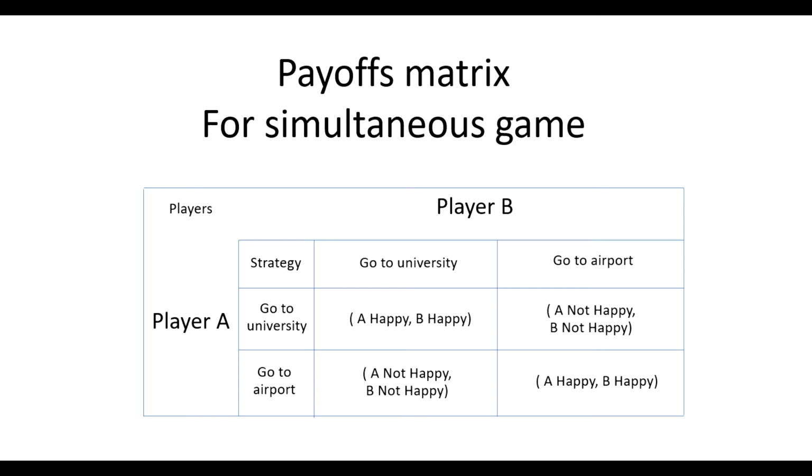If player A goes to the airport and player B goes to university, they are both unhappy. But if they choose the right place together, player A goes to the airport and player B goes to the airport, then A is happy and B is happy. This is the payoffs matrix for a simultaneous game.